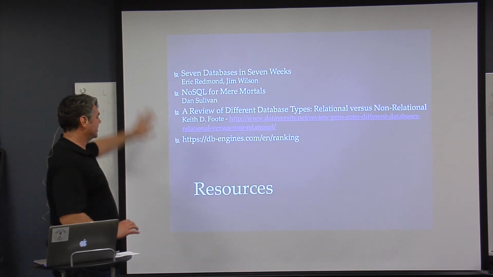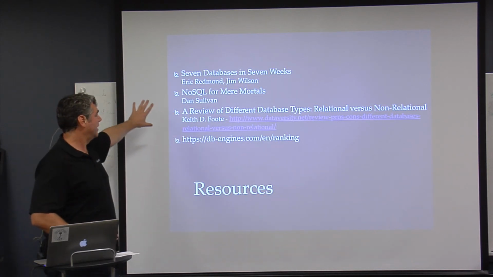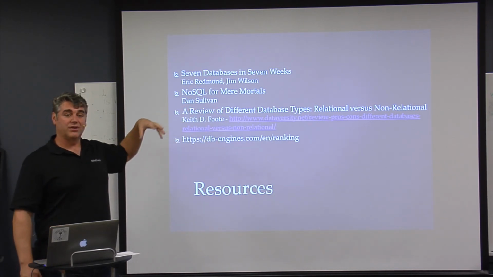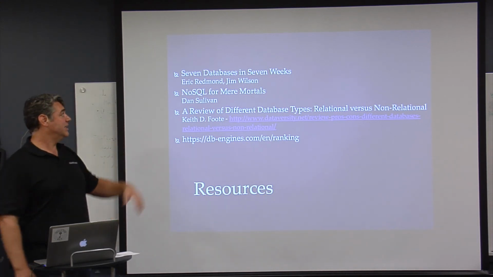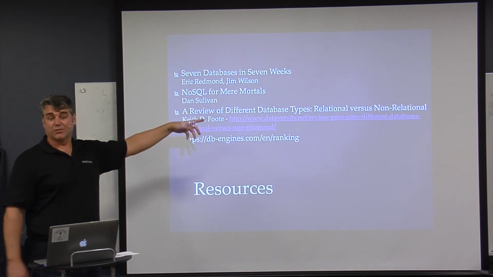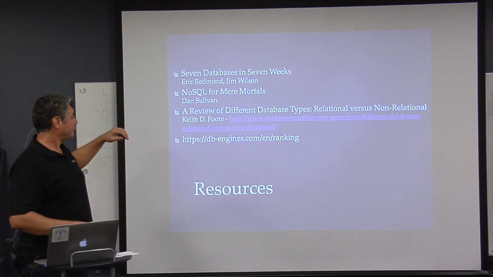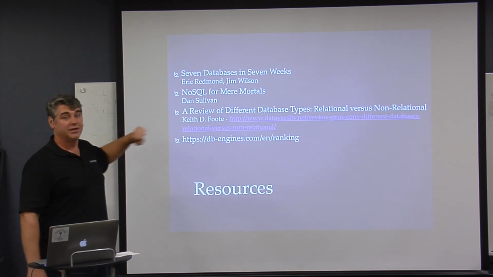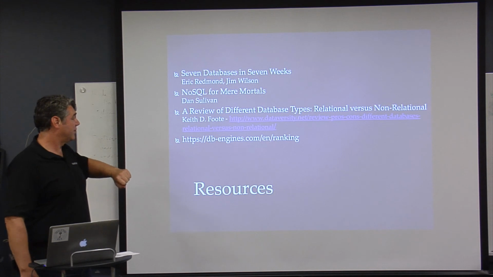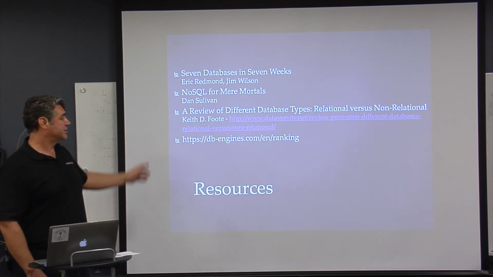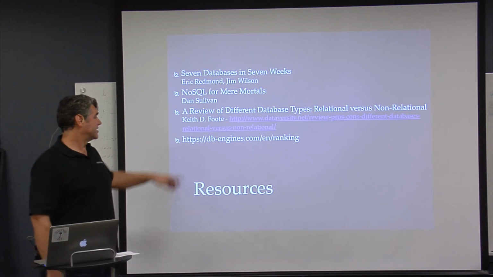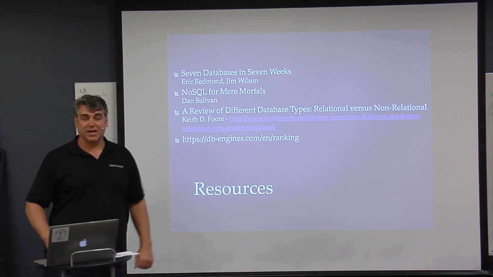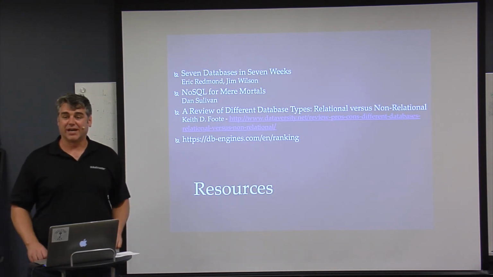Real quick, as far as resources go, these slides will be available online. This talk originally came from the idea of Seven Databases in Seven Weeks. Really great if you're looking to get your hands dirty and have easy examples. You can burn through this book faster than seven weeks if you feel motivated. That book and internet searches led me to NoSQL for Mere Mortals, which was actually a tremendous resource. I would highly recommend that book. Also, a review of different database types, relational versus non-relational databases, by Keith. I would recommend those, and of course dbengines.com, where you can see what's hot and what's not in the database world.